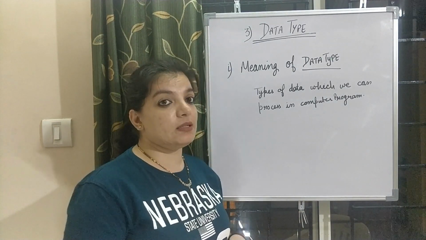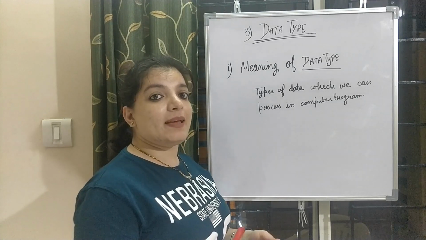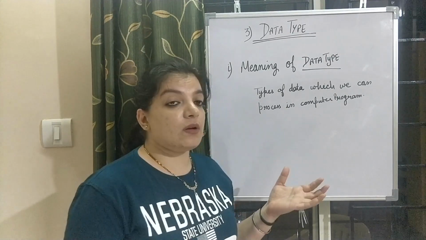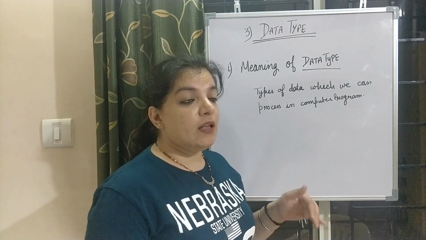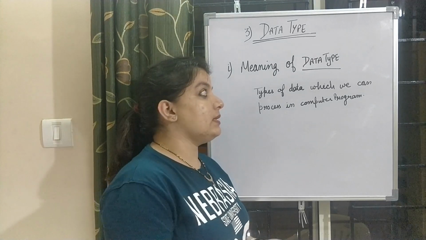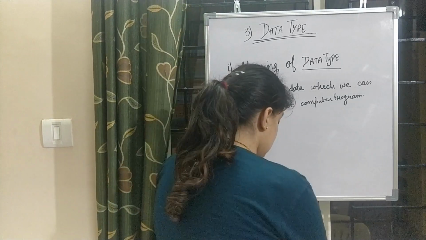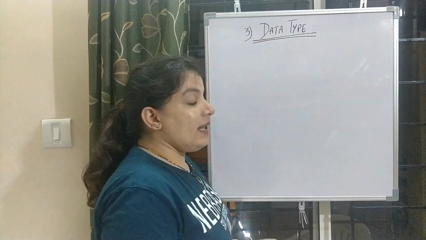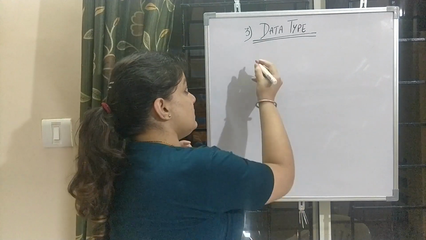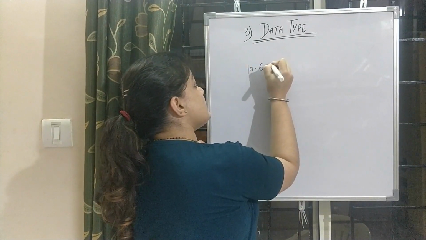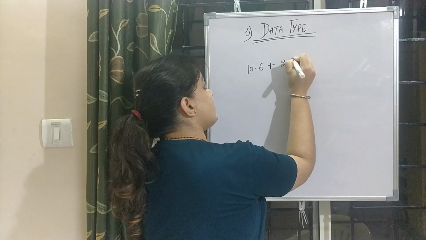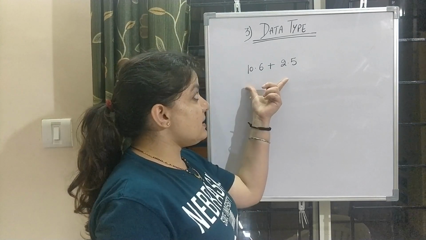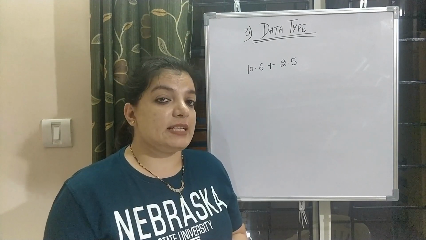It may be a numerical type, it may be alphanumeric, it may be character, or it may be a decimal type. So let us keep computer programming aside for a while. We'll take a simple example to understand the meaning of data type. First of all, I am taking an example where I need to add two numbers, that is 10.6 plus 2.5. This example deals with only decimal numbers.